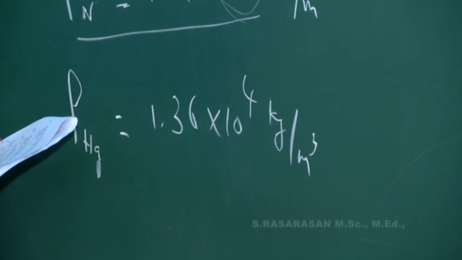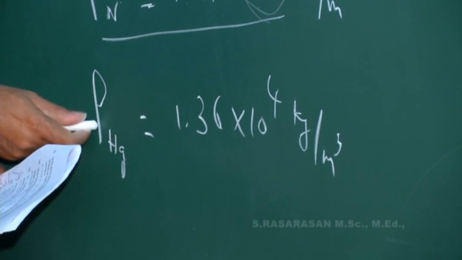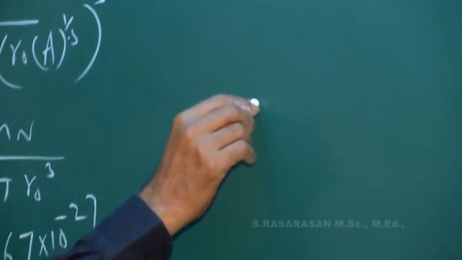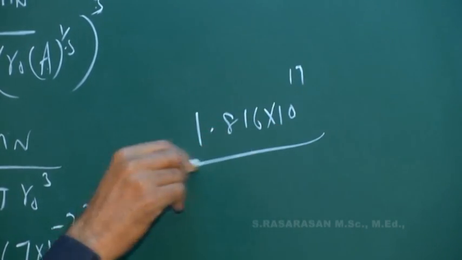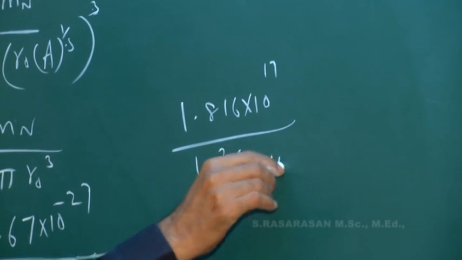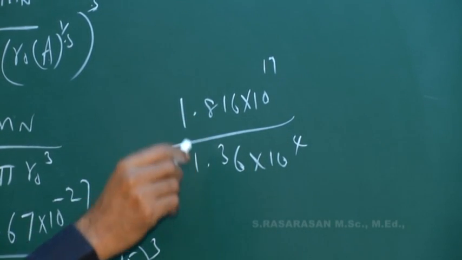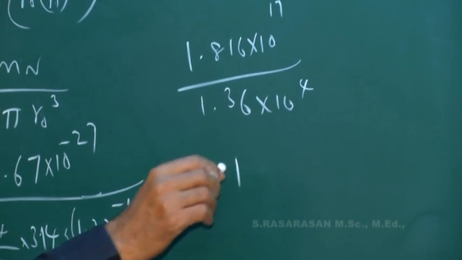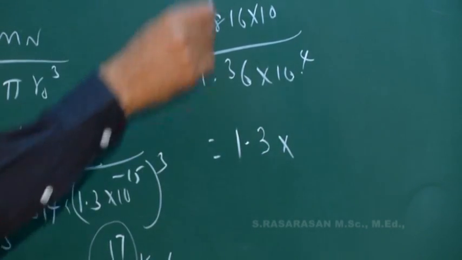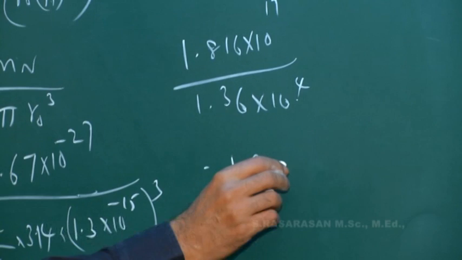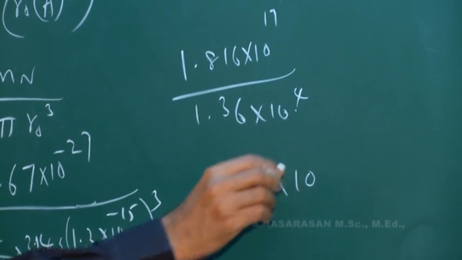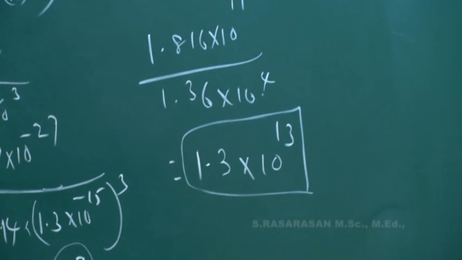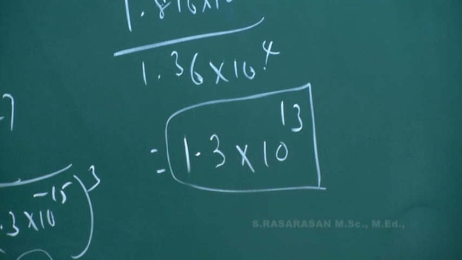The ratio of the nuclear density to the density of mercury is about, இது divide பண்ண சொல்றாங்க, 1.816 × 10^17 by 1.36 × 10^4. One decimal remove பண்ண, here 18 by 13 approximately is 1.3. 10^4 goes to the numerator, 10^(17-4), 10^13. So the answer for the problem must be 1.3 × 10^13. Yes, option C is correct.